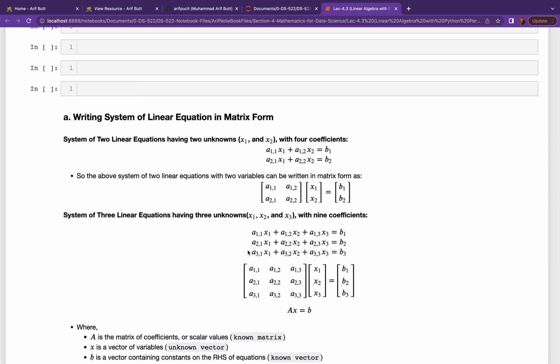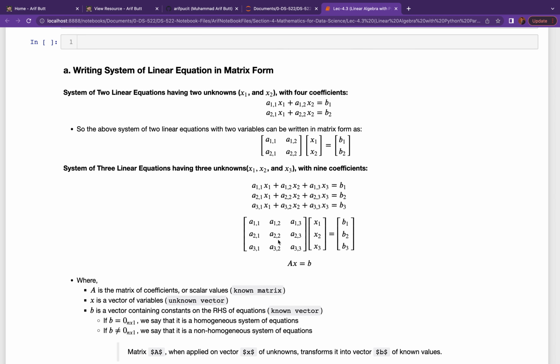And similarly, a system of three linear equations having three unknowns can be represented in the matrix form like this, where this A matrix is the matrix of coefficients or the scalar values. This x vector is a vector of variables, unknown vectors. We need to compute them. And if this B vector is all zeros, we say that the system of linear equations is homogeneous. Otherwise, it is called non-homogeneous.